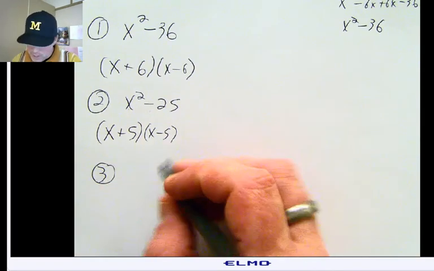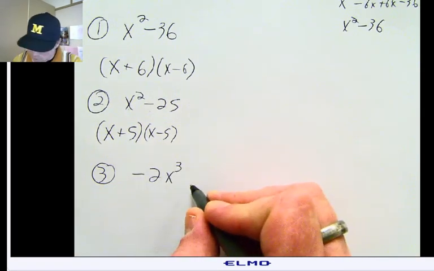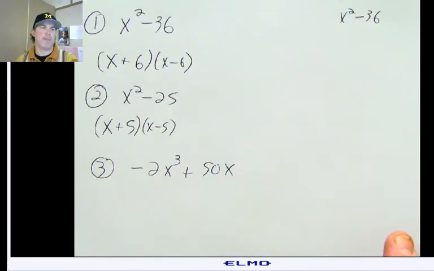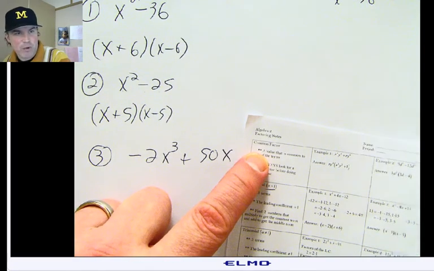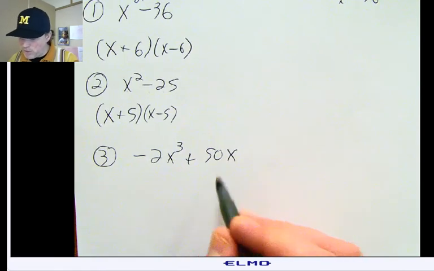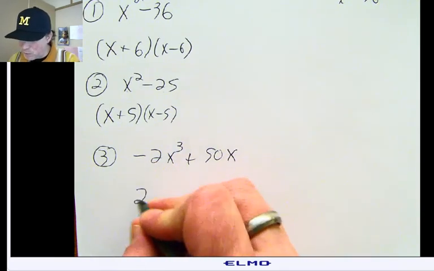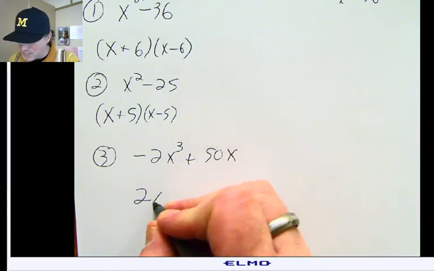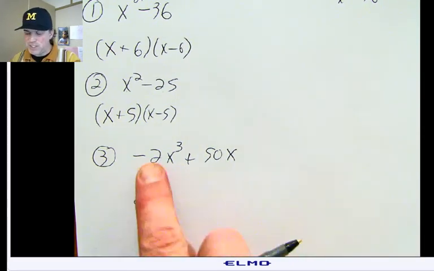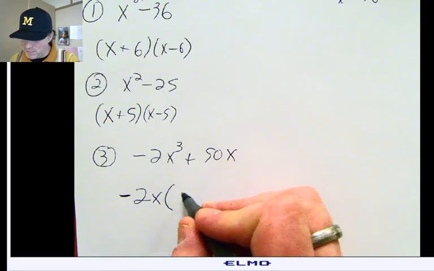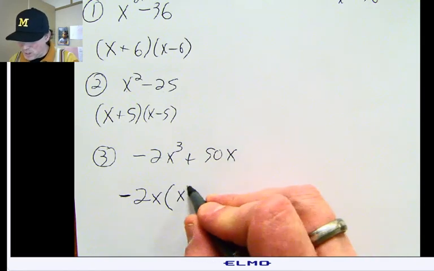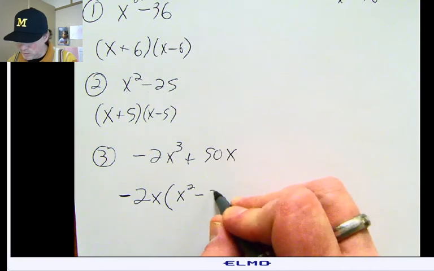Number 3. Negative 2x cubed plus 50x. Huh? This doesn't look like number 1 or 2. But we have to remember the first step of factoring. The first step of factoring is always factoring out common factors. What do these two things have in common? They're both even, so I'm going to factor out a 2. They both have an x, so I'm going to factor out an x. And also, because I don't like this first term being negative, I'm going to factor out a negative 2x. And if I do that, what's left on the inside is x squared minus 25.